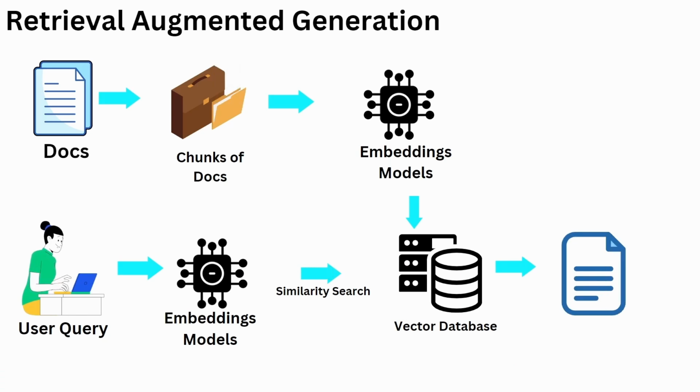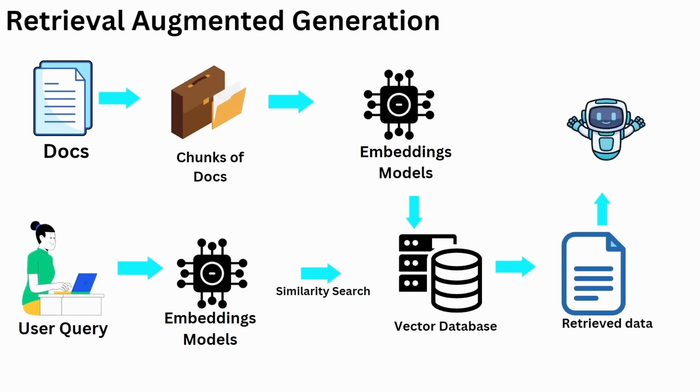That retrieved data will be passed to the large language model. The large language model will have both things, the user query and the retrieved data. Based on that, it will generate the final output. So that was the way to build retrieval augmented generation. That's how the whole architecture works.